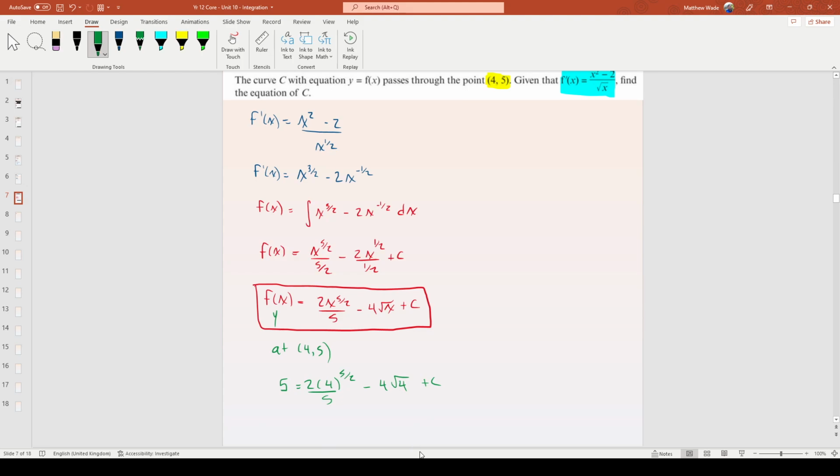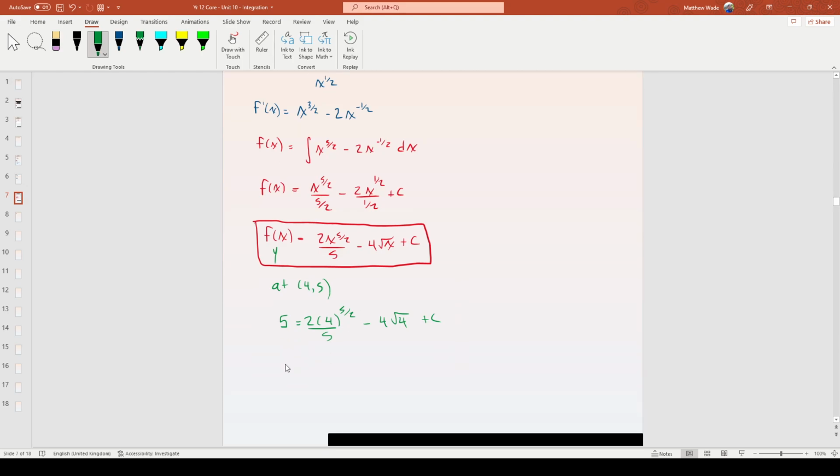Okay, so do I want to use the calculator or do I want to go mentally? I think I want to go calculator. Sorry, buddies. Okay, so we're going to go 2 times 4 to the power of 5 over 2, divided by 5, 64 over 5. So 64 over 5. This is going to be the square root of 4 is 2, times 4 is 8, plus c. Everything over to the other side to work it out. So here we go. It's going to be 5 take 64 over 5 plus 8 equals c. A fifth. c is a fifth.